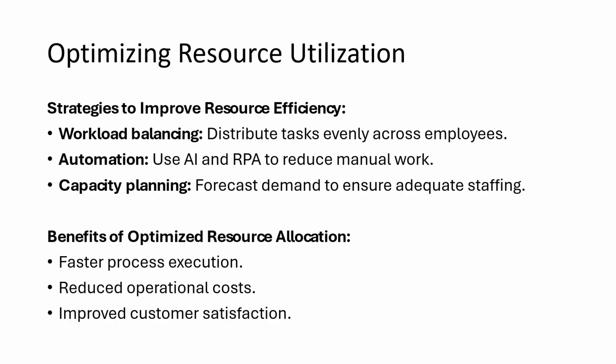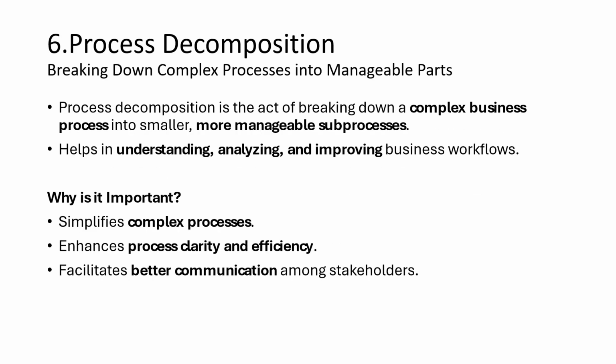Optimizing resource allocation. Strategies to improve resource efficiency. Workload balancing, distribute tasks evenly across employees. Automation, use AI and RPA to reduce manual work. Capacity planning, forecast demand to ensure adequate staffing. Benefits of optimized resource allocation: faster process execution, reduced operational cost, improved customer satisfaction.